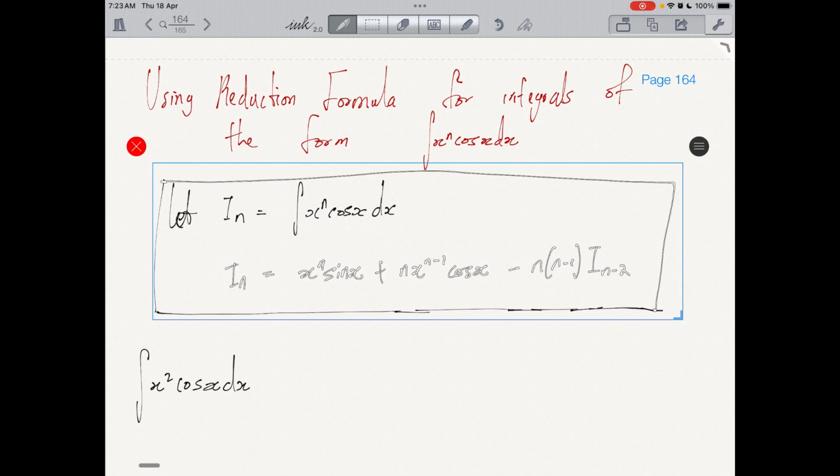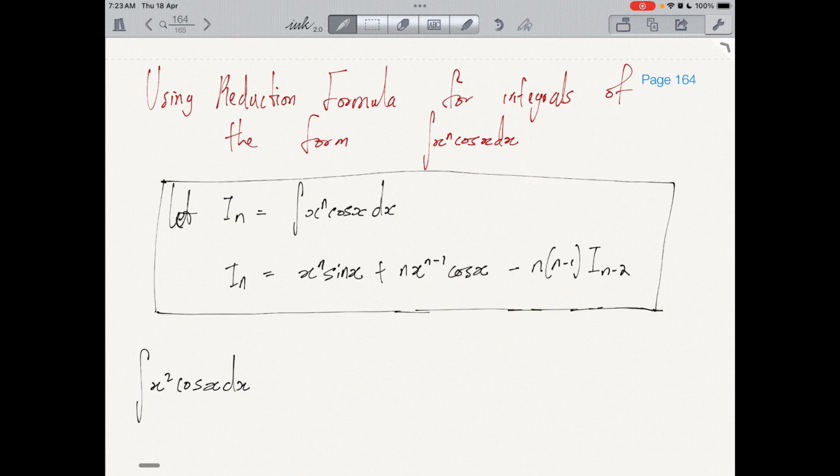I_n is equal to x raised to power n sine x plus n x raised to power n minus 1 cos x minus n into n minus 1 I_n minus 2. Now let's take this example. We're given the question to integrate x squared cos x dx. Of course, we can use integration by parts to solve this. However, we'll just be integrating 2 times.